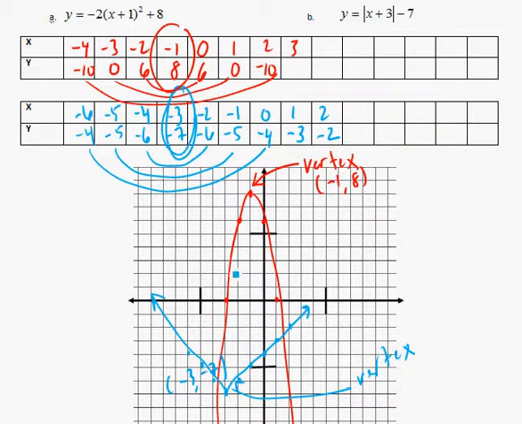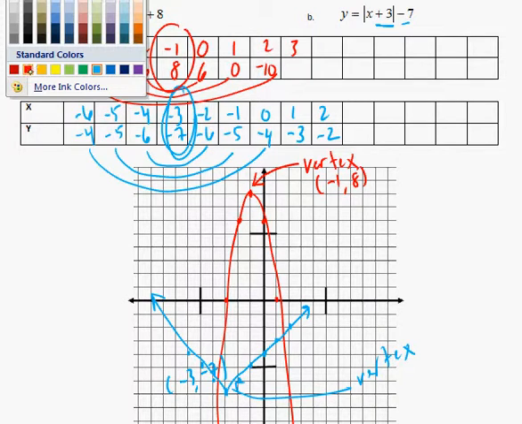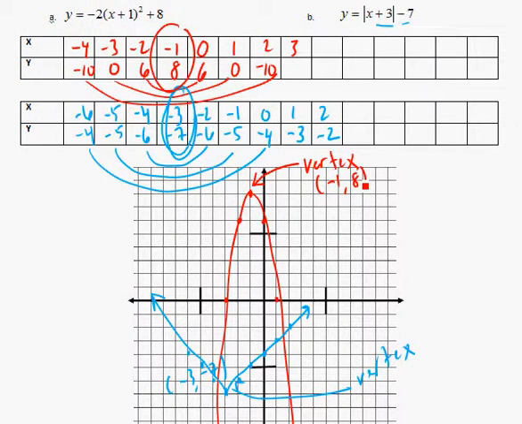Now, you might notice that there's a relationship between the coordinates of the vertex and the equation. Notice that this vertex is negative 3, negative 7, and here in the equation we have plus 3 and minus 7. And in the red graph, the vertex is negative 1, 8, and in the equation we have plus 1 and plus 8. So if you look in the equation, it appears that this number inside of the squaring, or inside of the absolute value, is the opposite of the x-coordinate of the vertex.